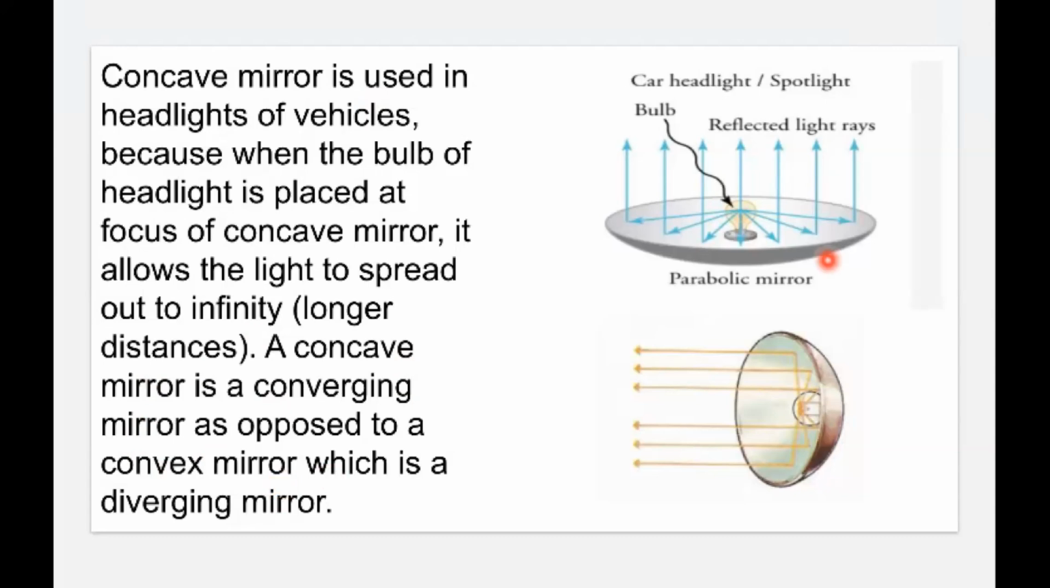Now you get a view of how a headlight works. The bulb is placed at the focus. Since it is a mirror, or you can also say the surface is polished, all the rays of light are reflected. This is for a parabolic mirror. Even in this case you can see the light will be reflected, and it is called a converging mirror.